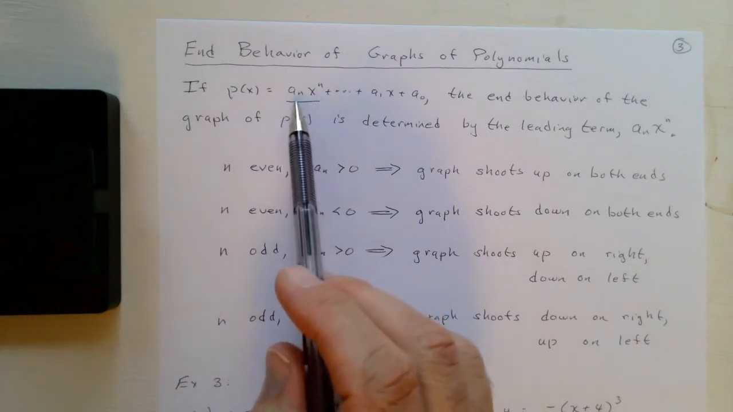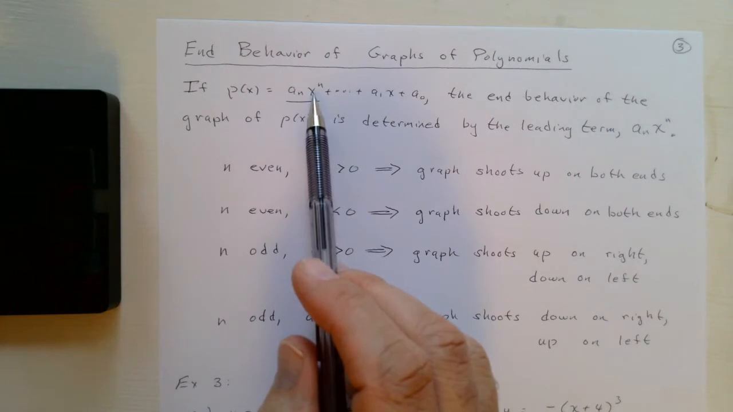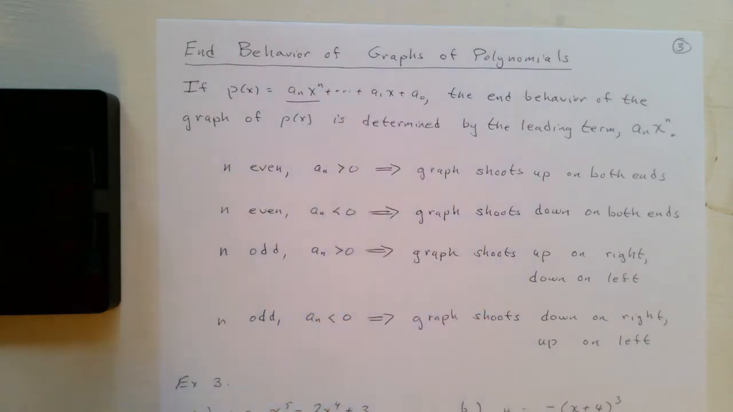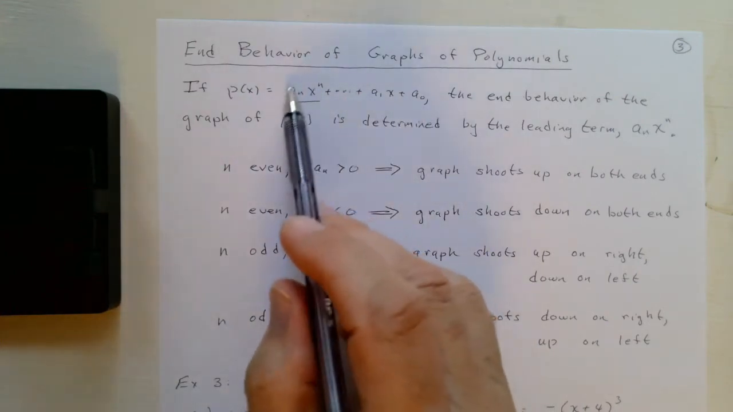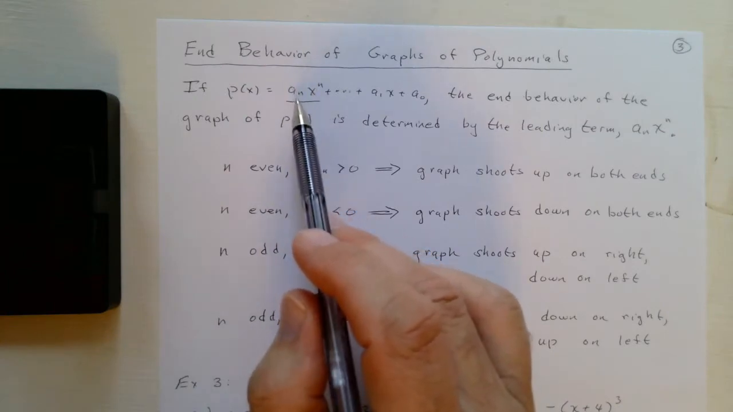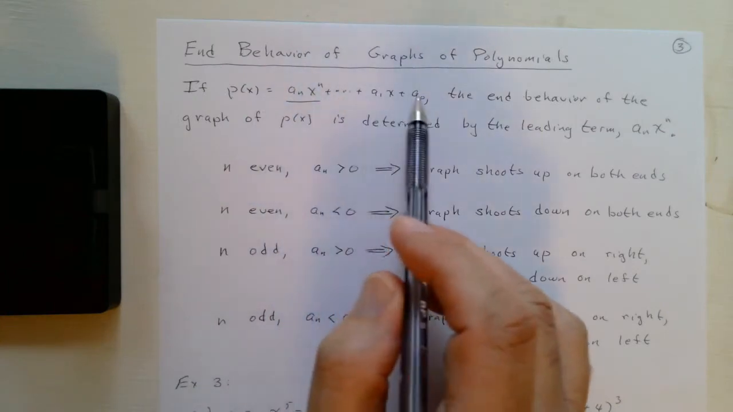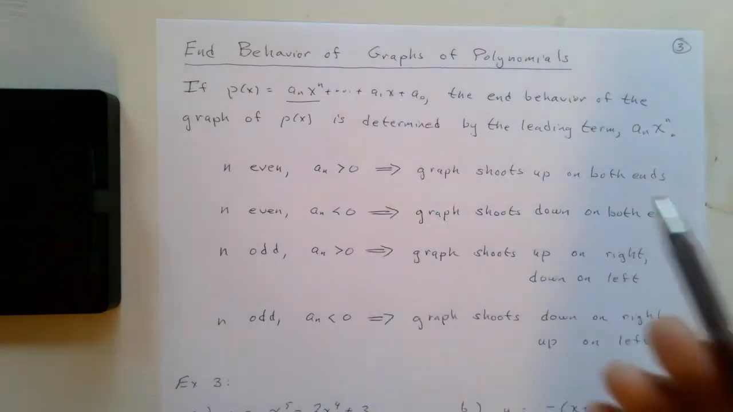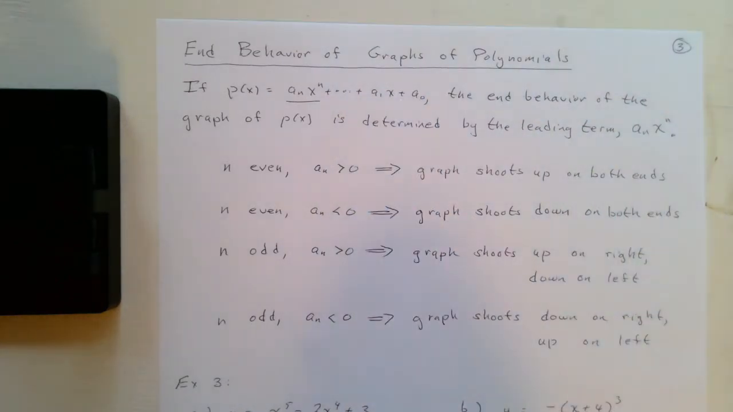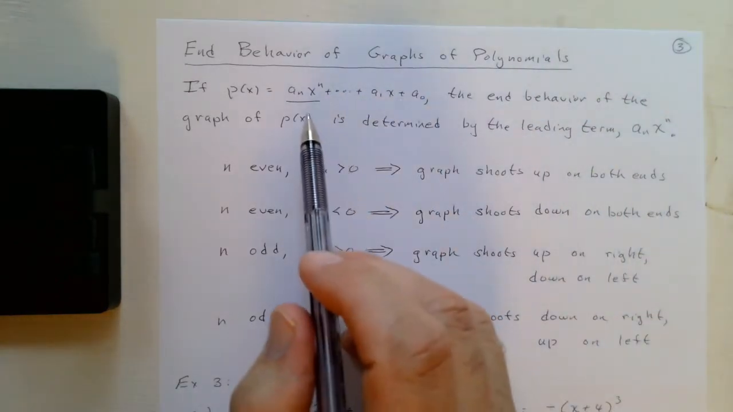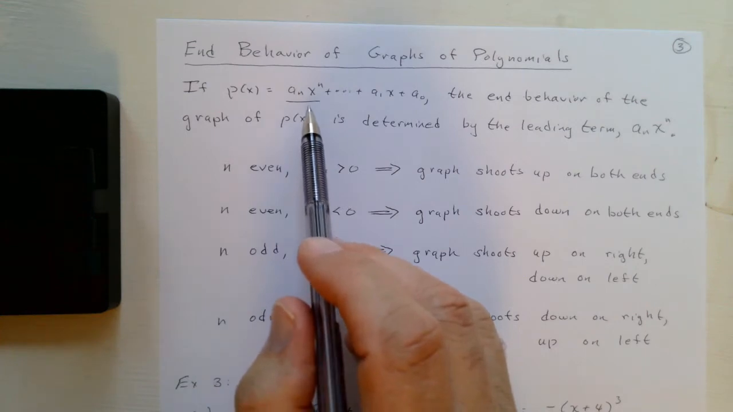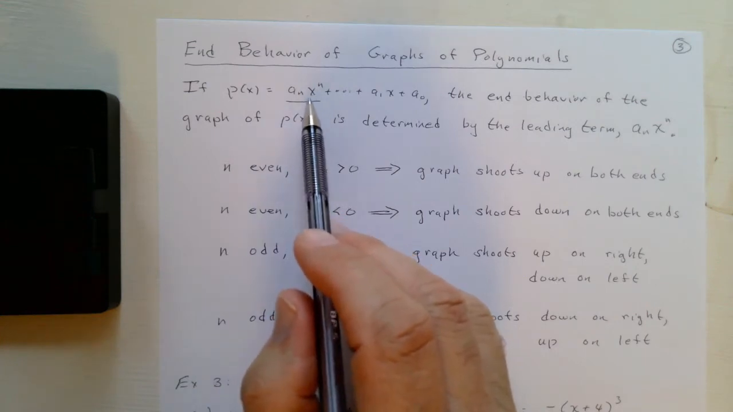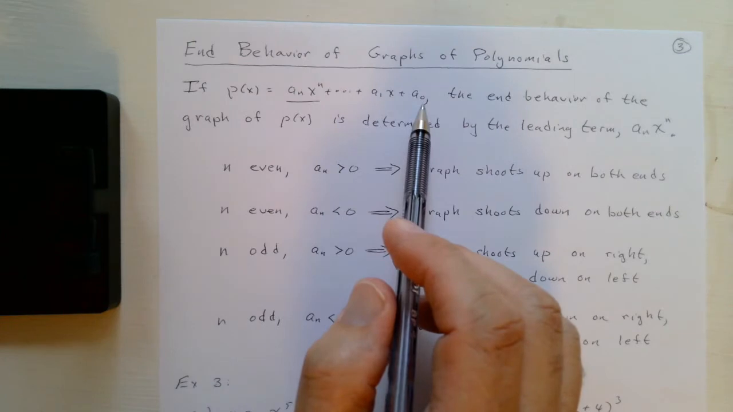And the reason for that is that this term, this x to the n, is going to grow faster than the other powers of x. So if this is becoming a very large positive number, then this whole thing is going to be large and positive in the long run for large values of x. And if this is negative, then the whole thing will be negative in the long run.